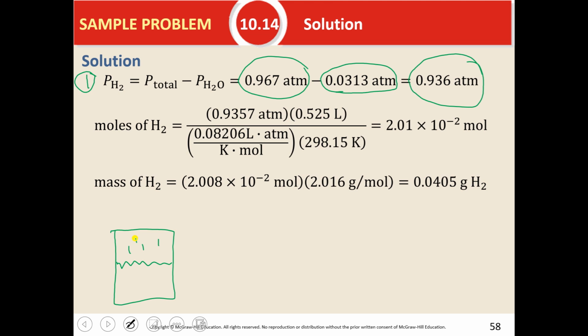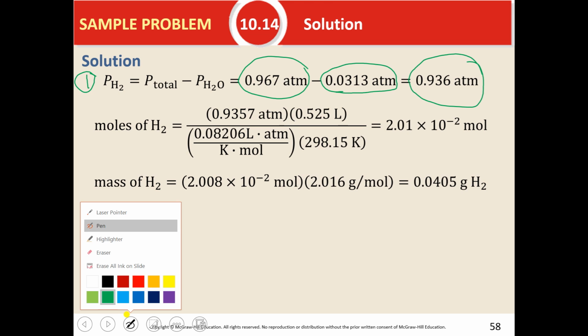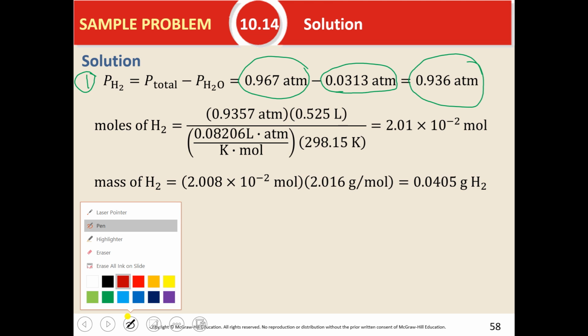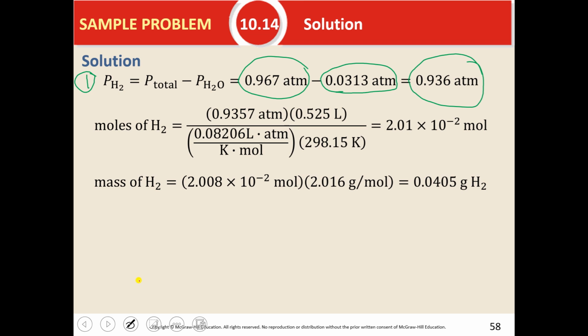If we kicked it up, say for example to 100 degrees Celsius, then we would expect to see much more water vapor above the surface of the liquid because 100 degrees Celsius is water's boiling point. So it makes sense that the vapor pressure of the water that has escaped the surface of the water is not a lot at room temperature. So it makes sense that the hydrogen gas has a significantly higher pressure than the water does.